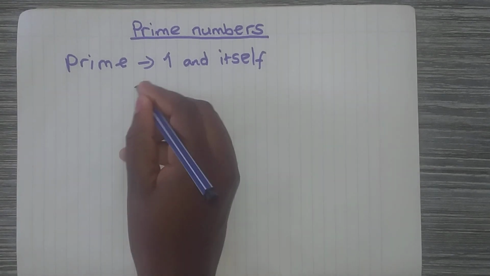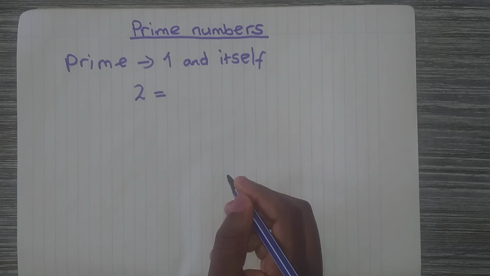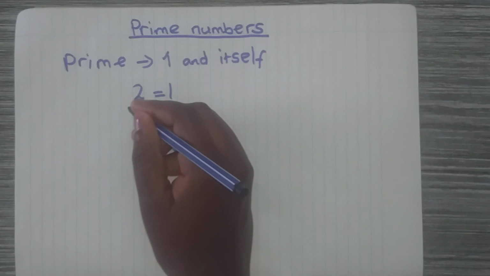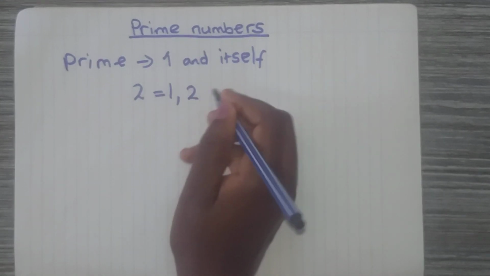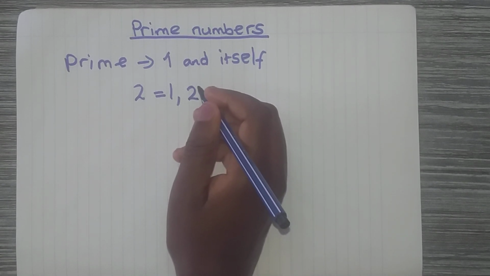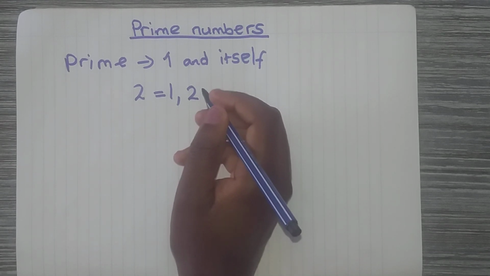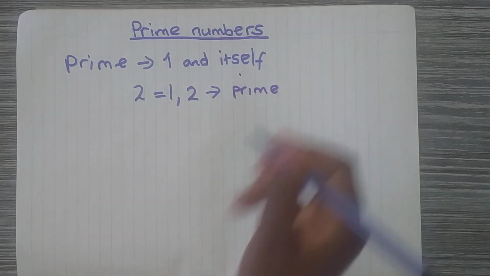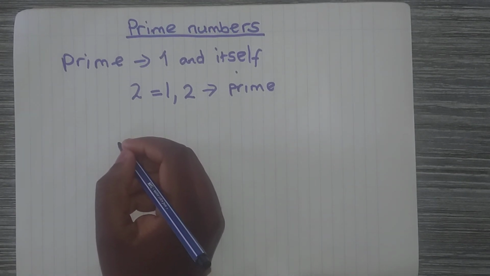Let's take, for example, the number 2. Numbers that can go evenly into 2 without leaving a remainder are 1. 1 divides into 2 two times without leaving a remainder, and 2 also goes into 2 without leaving a remainder. Those are the only two numbers that can be divided into 2 without leaving a remainder. Therefore, 2 is a prime number.